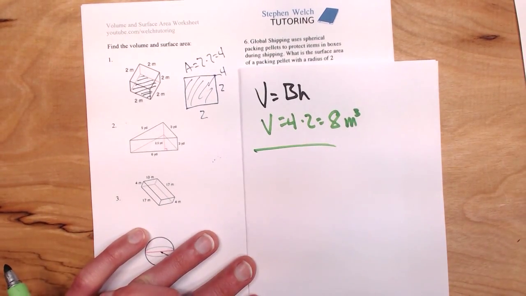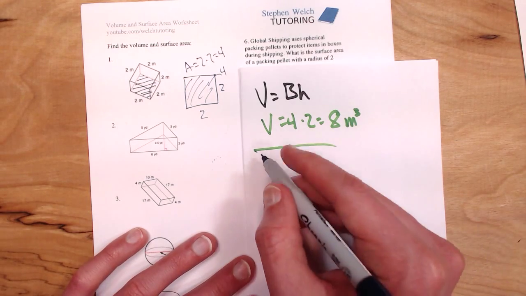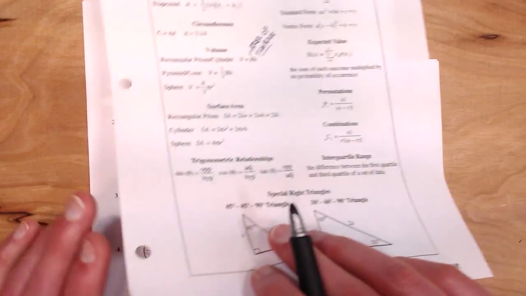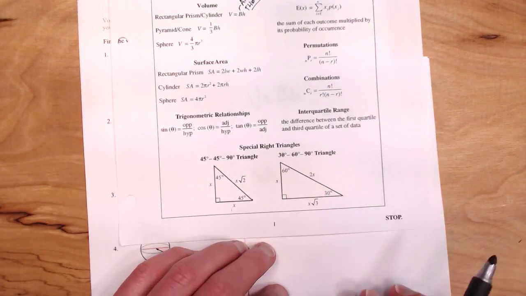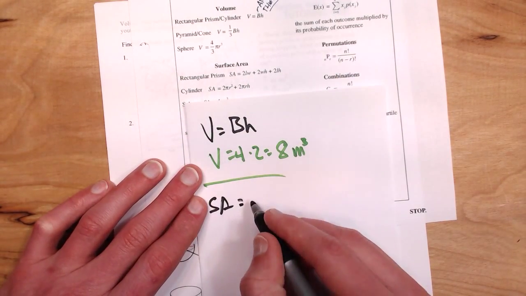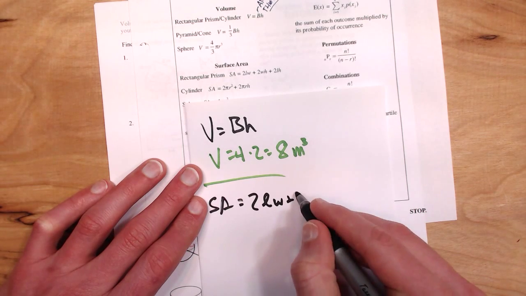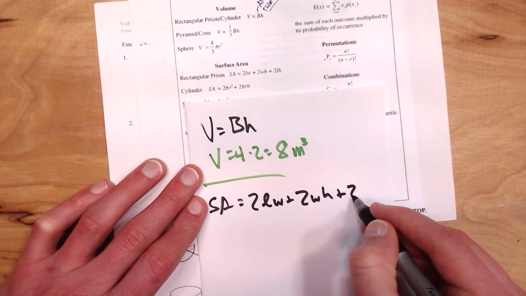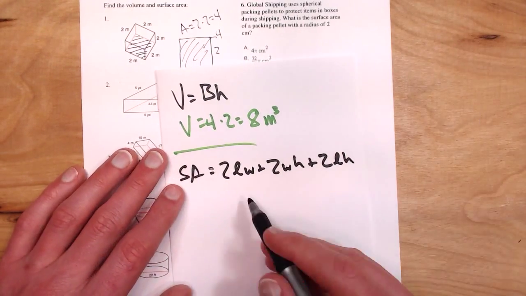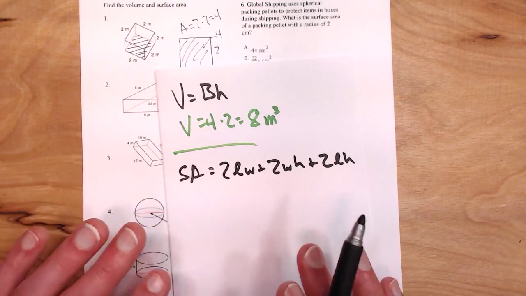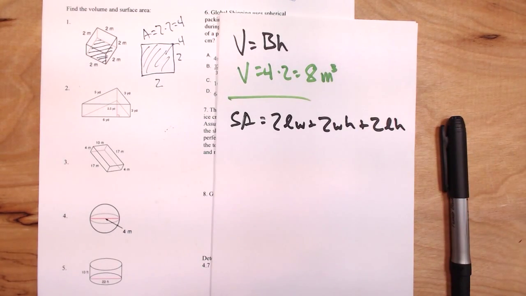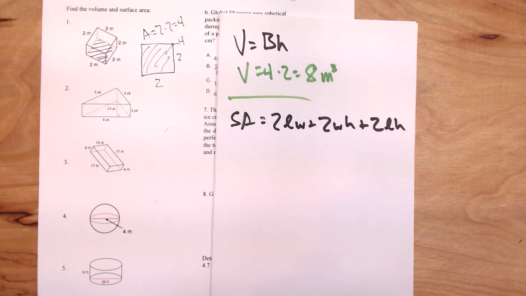Okay, now surface area. For surface area, we have a formula for a rectangular prism, which this is. It's just a box. A box is a rectangular prism. It's kind of a long formula, but hang in there. It says 2LW plus 2WH plus 2LH. Remember that this is the length, the width, and the height. And in our case, it's actually kind of easy because the length, the width, and the height are all the same numbers. So that shouldn't be too hard.